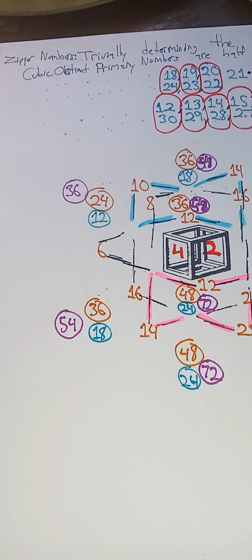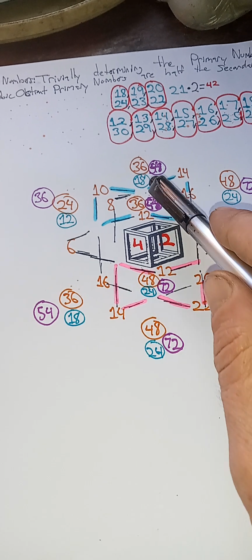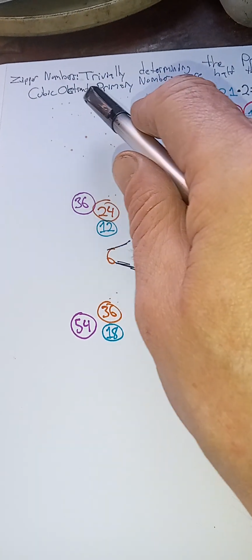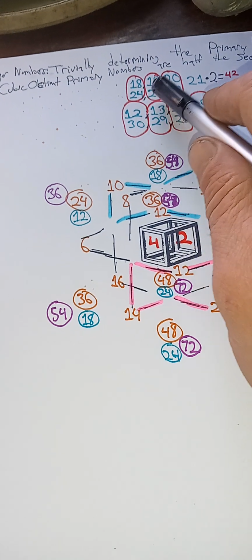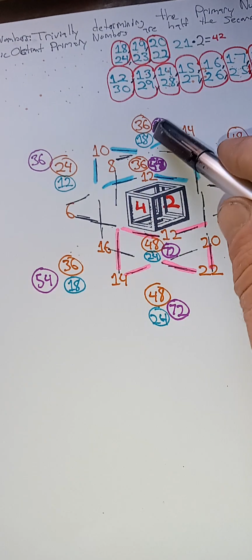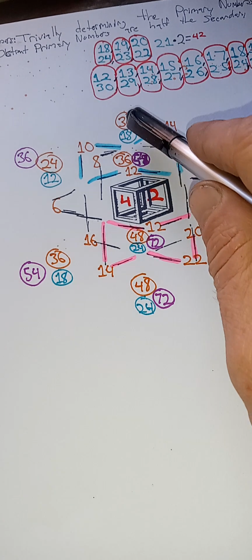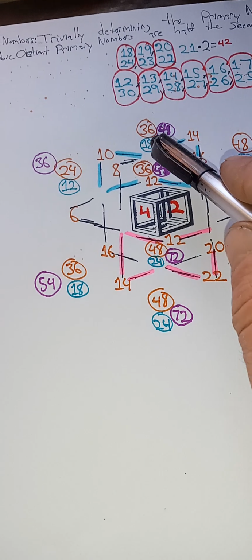And this is zipper numbers for the primary numbers. You get the primary numbers because primary numbers are half the secondary numbers. That's a rule for any cube. And they all divide into 3.